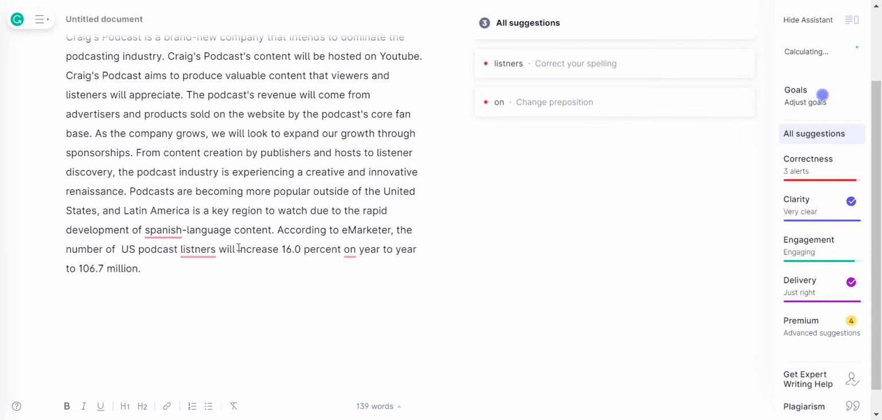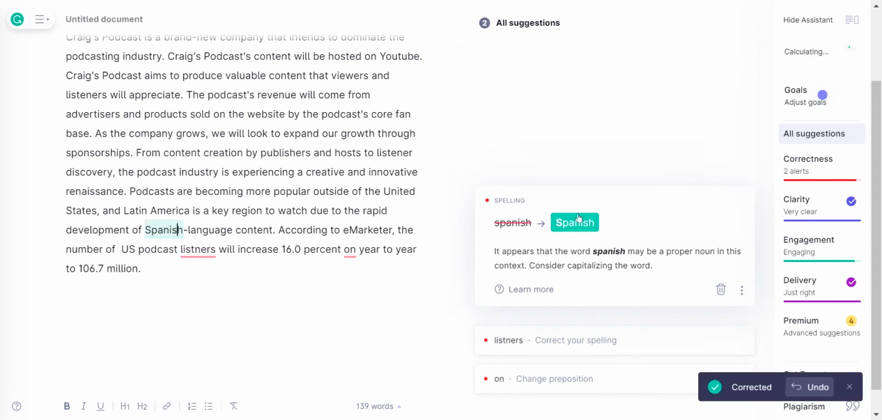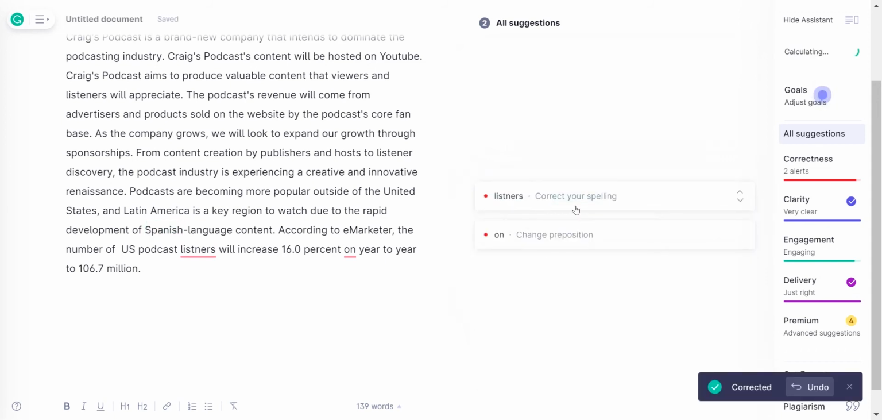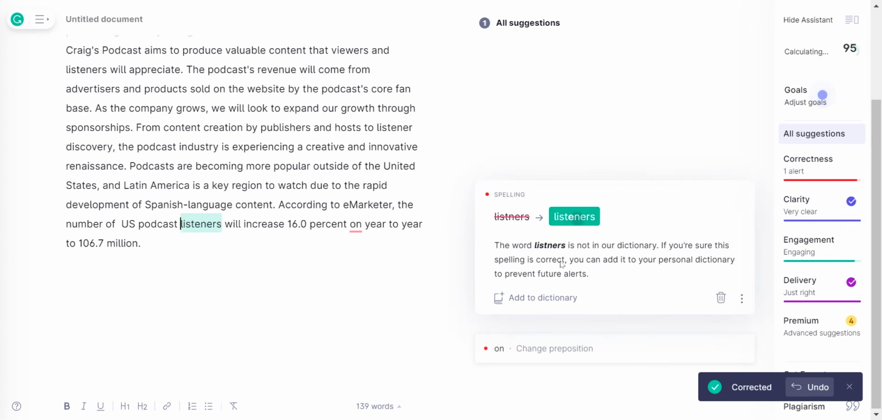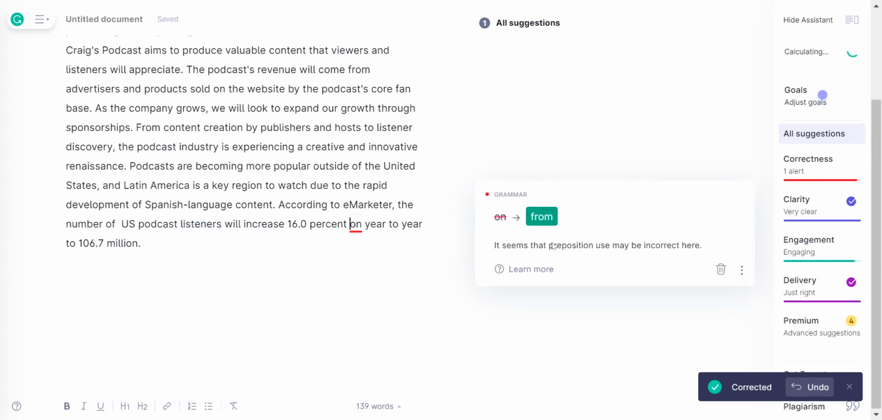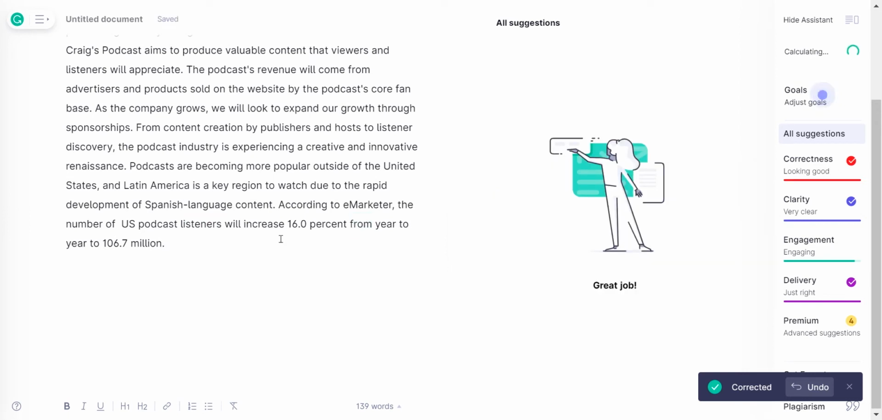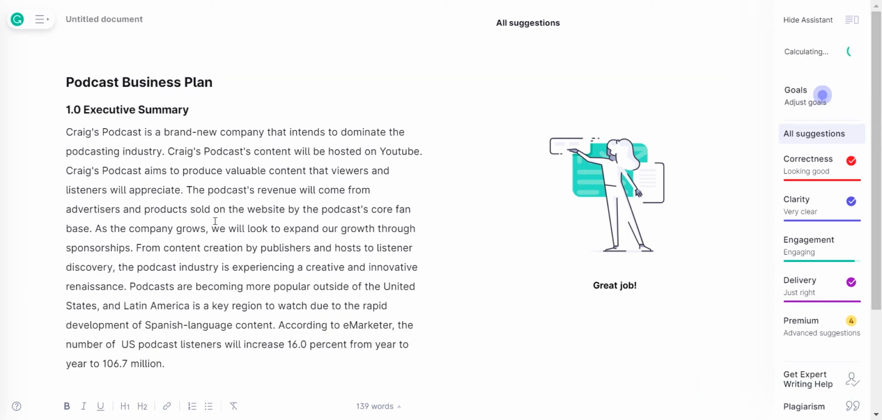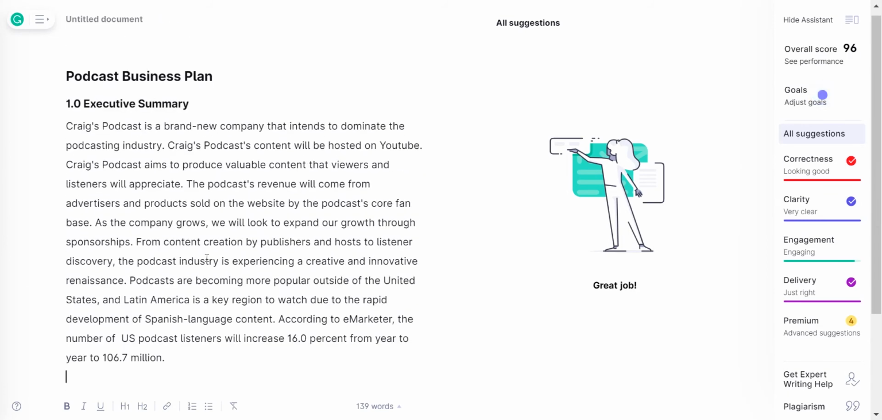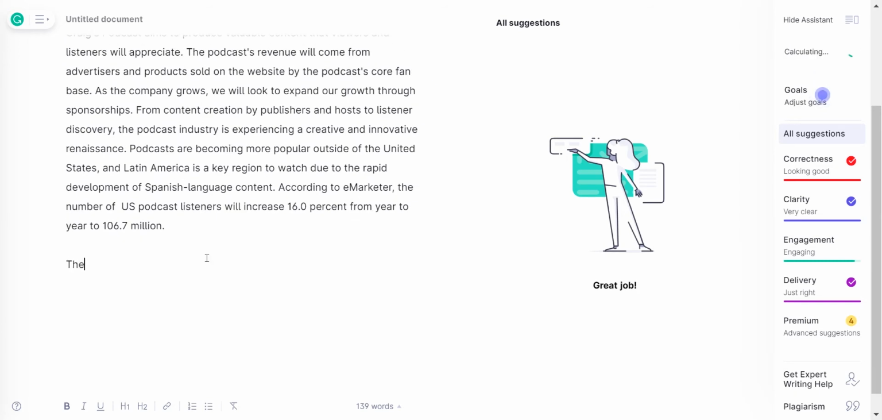So basically, as you can see here, let me actually fix my spelling. All right, so basically we said, according to eMarketer, the number of US podcast listeners will increase 16% from year to year to 106.7 million. So you can include this in your executive summary. You're just explaining the industry briefly so they can understand what's going on there. Now let's talk a little bit about the market. So we're going to put here the market.